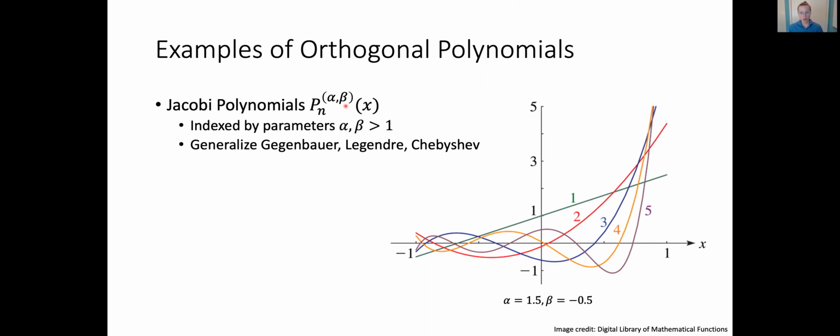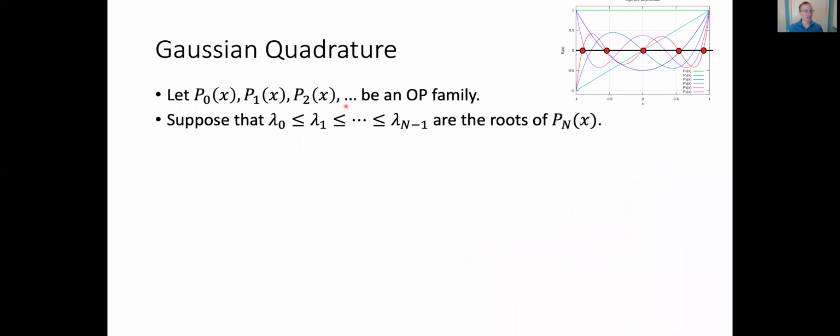We don't need to know too much about orthogonal polynomials to actually do this talk, but the one thing that we do need is Gaussian quadrature. So what is this? Suppose that P0, P1, P2, and so on are an orthogonal polynomial family, and suppose that the roots of some Pn, capital N, are lambda 0, lambda 1, up to lambda N minus 1. So for example, in this picture here are the 5 roots of the 5th Legendre polynomial. So here's a fact. All of these roots are distinct, and they all lie in the interval -1 to 1.